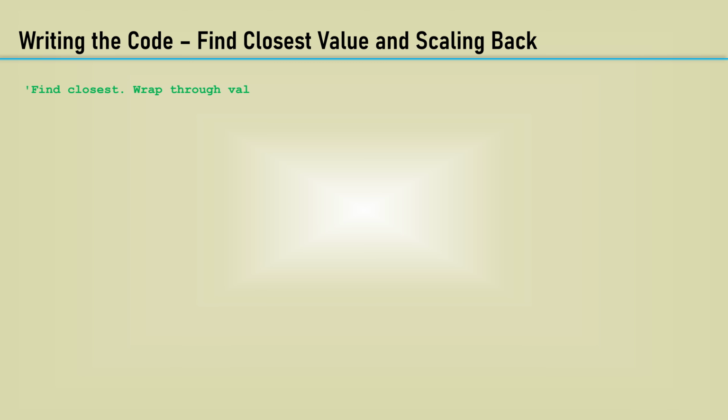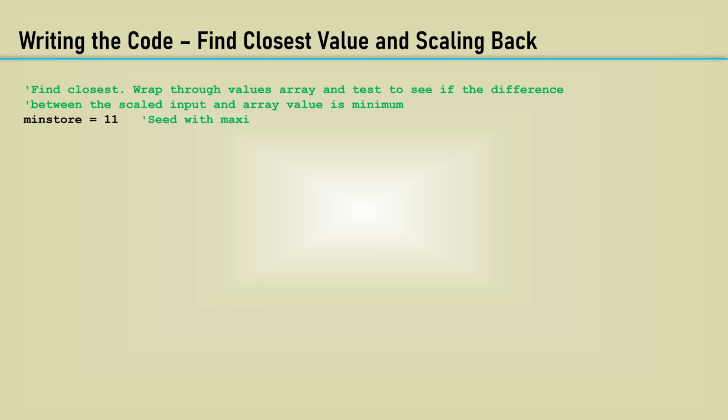This part of the code will loop through the values array and test to see if the difference between the scaled input and array value is at a minimum. The minStore variable stores the difference between the scaled input and the values in the array. It keeps on getting stored as long as it's less than the previous one. It is seeded with a value of 11, which is higher than it could ever be during the search. The for statement goes from 1 to val steps plus 1. Val steps plus 1 is the array index that contains the value of 10.